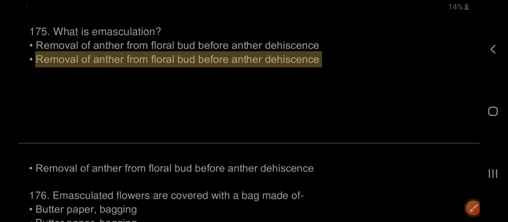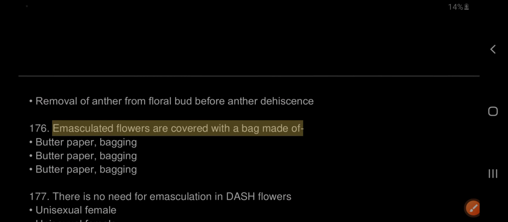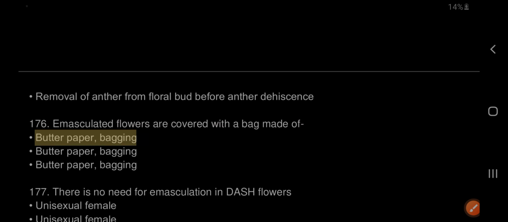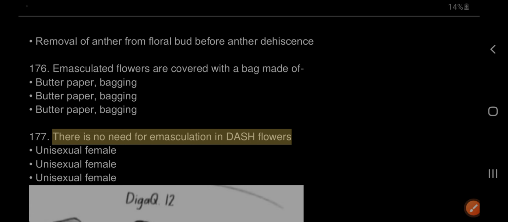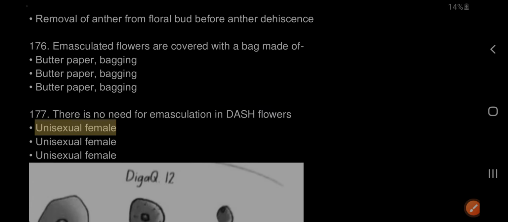176. Emasculated flowers are covered with a bag made of butter paper. Bagging. 177. There is no need for emasculation in dash flowers. Unisexual female.